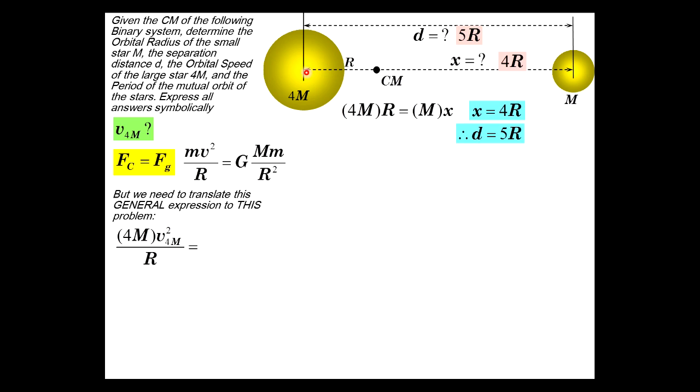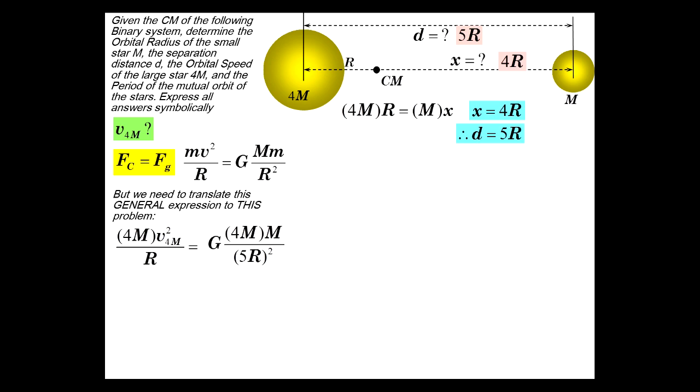And the orbital radius is not the separation distance, because it's orbiting the center of mass, and that distance is r. This is r right here. So there's the Fc, the force required for this body to orbit this center of mass, and that is equal to the gravitational tug between these two. What's the gravitational force? It's the force of attraction between these two masses.